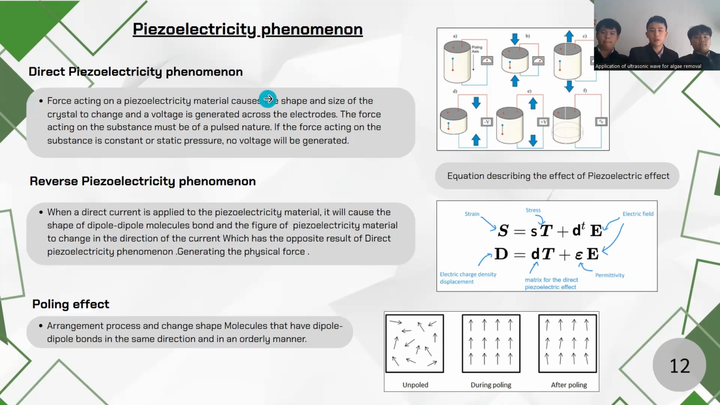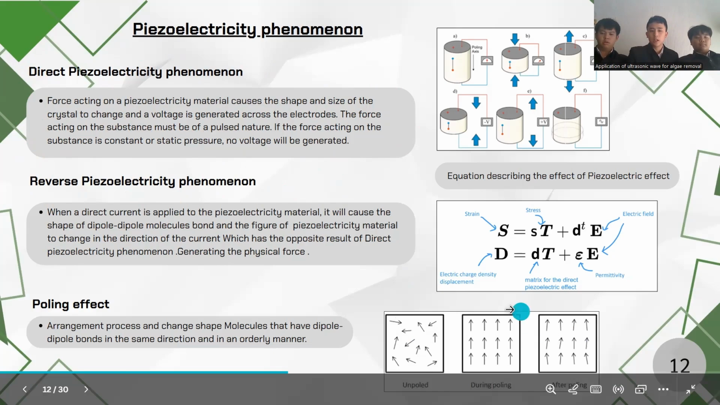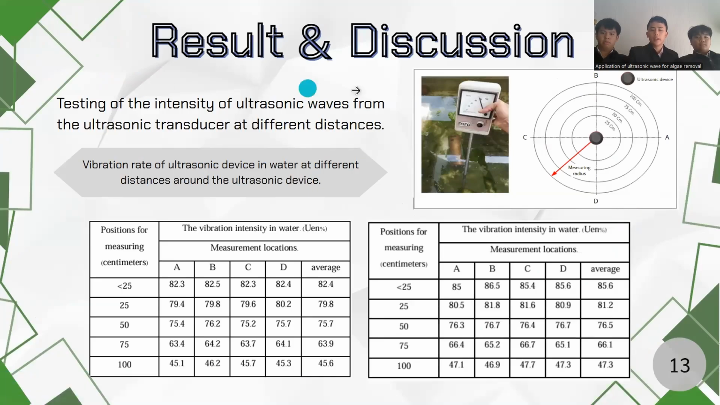The first type is direct phenomenon. It appears when you put physical force onto a substance called piezoelectric material, making their dipole bonds change shape and making their central ions stick together, generating the voltage. And the type 2 is reverse phenomenon. It's the phenomenon that uses the opposite process but is based on the same method. The method is called poling effect, an arrangement process that changes the shape of molecules that have dipole bonds to be in the same direction and in an orderly manner. The next is results and discussion section.